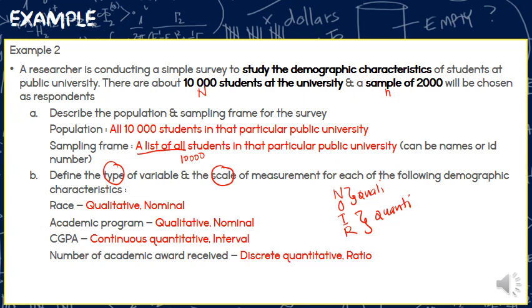Next one, number of academic award received. Berapa banyak academic award yang you dah dapat? You dapat 1 academic award, 2 academic award. Dia mesti nombor bulat. So, dia discrete quantitative. Kenapa ratio? Because number of academic award received, dia ada true zero value. Bermaksud, kalau you kata you dapat 0 academic awards, bermaksud you tak pernah dapat award. Tak ada. Bila 0 bermaksud tak ada, dan dia adalah ratio.